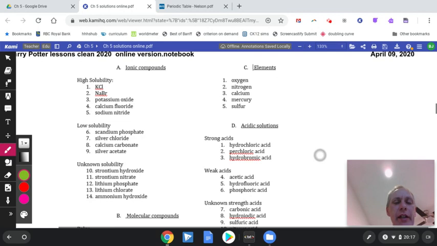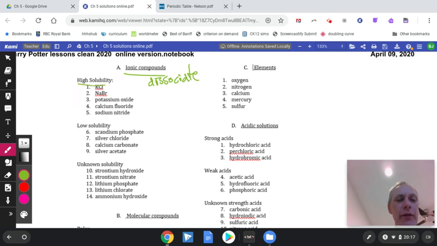And the nice thing about this worksheet is they're in order. So it gives you ionic compounds. So you know that for ionic compounds, you're going to dissociate them if they have high solubility, which these all do. These have low solubility, so they're going to stay as solids. These are unknown, so you have to figure it out. Are they high or low? And then go ahead and do what you need to do, either dissociate them or solid.